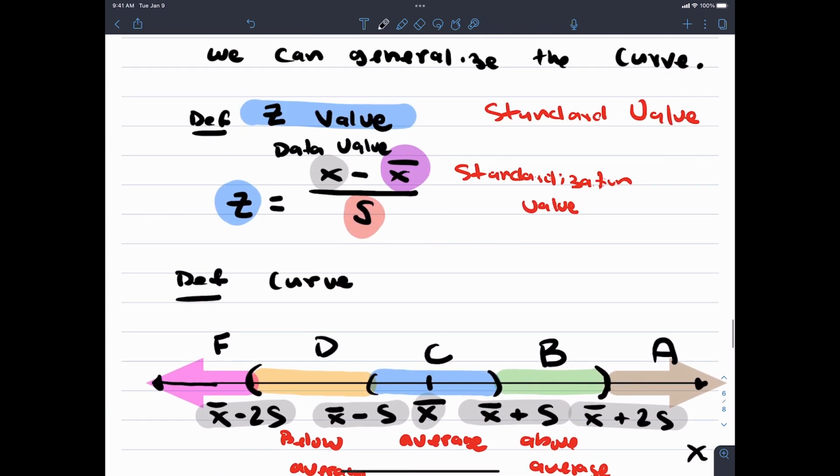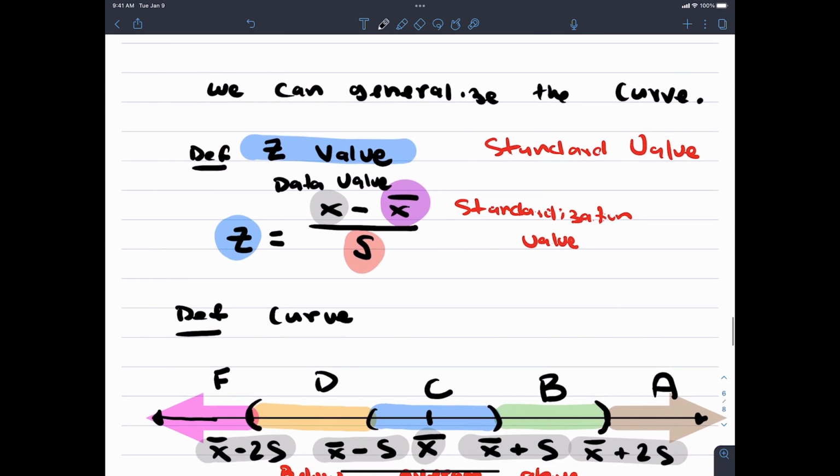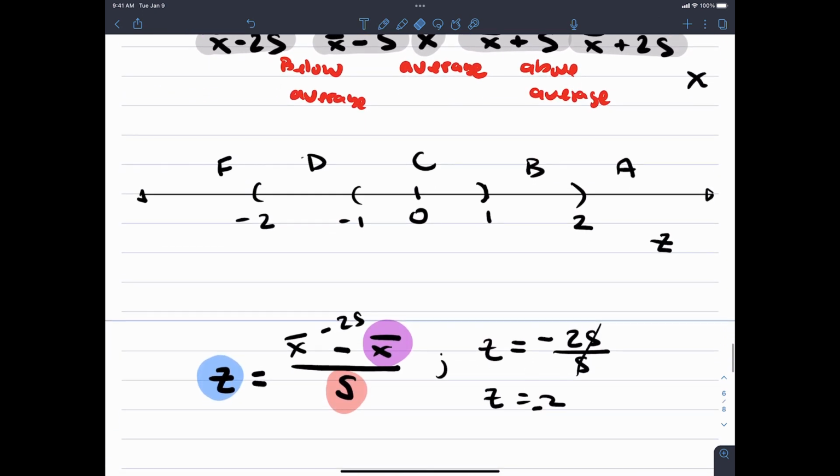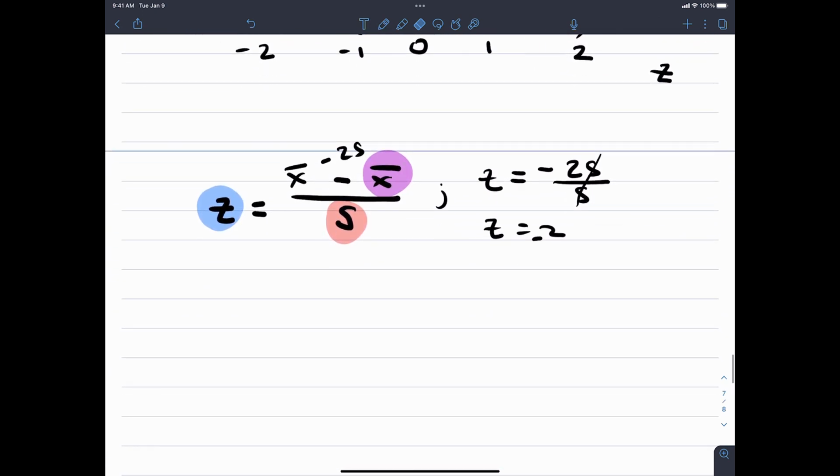And in fact, what did we start the lecture by saying? The Z value is a what? Generalization of the curve. So we can generalize the curve by a Z value. All right, you guys okay with that? Generalize. And you say, what do you mean? Why would we need to generalize? Well, here's the idea, just to let you guys know.